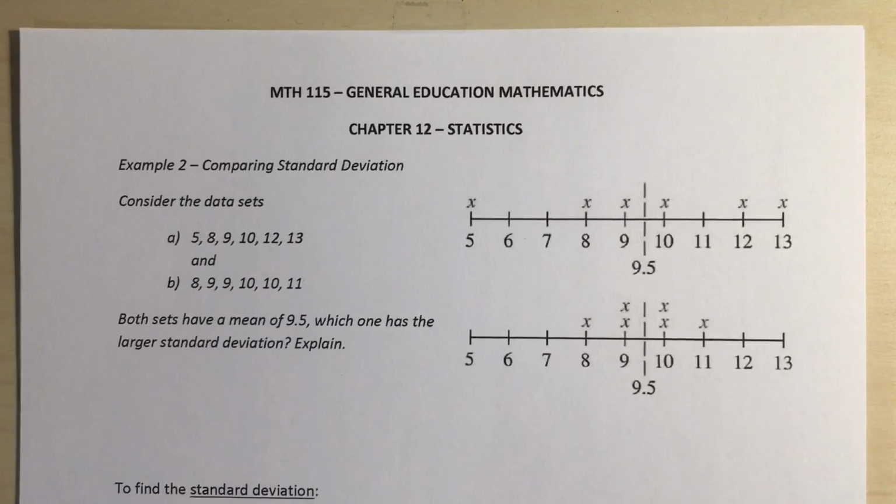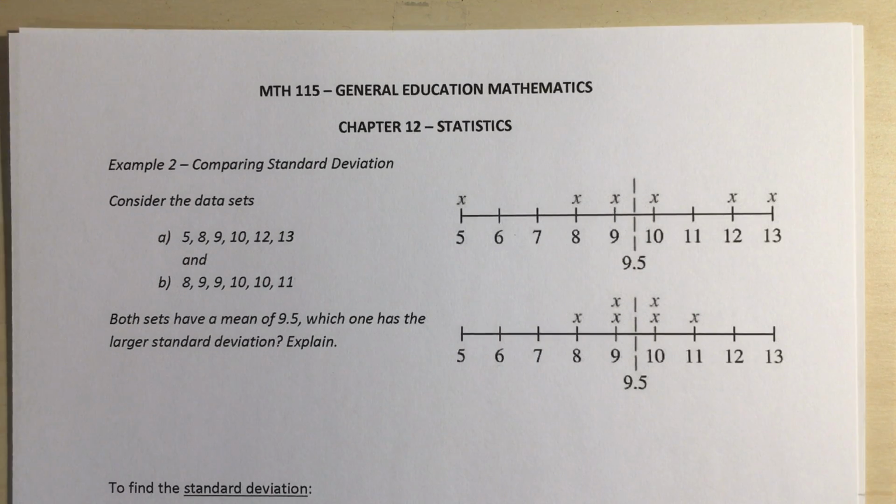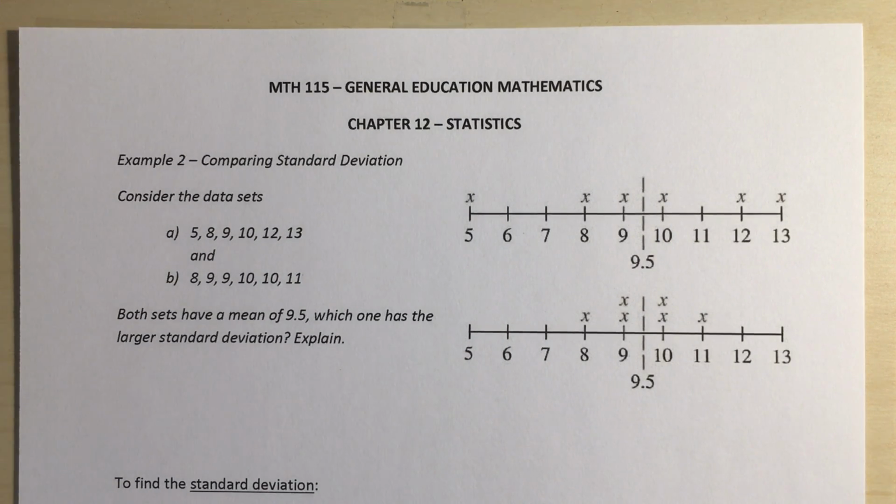So standard deviation, just to give an idea of what we mean by this visually, we're going to compare our standard deviation from these two sets. So consider the data sets 5, 8, 9, 10, 12, and 13, and then consider the data set 8, 9, 9, 10, 10, and 11. Both sets, if we were to calculate their mean, have a mean of 9.5. But we want to know based on this, which one has the larger standard deviation?